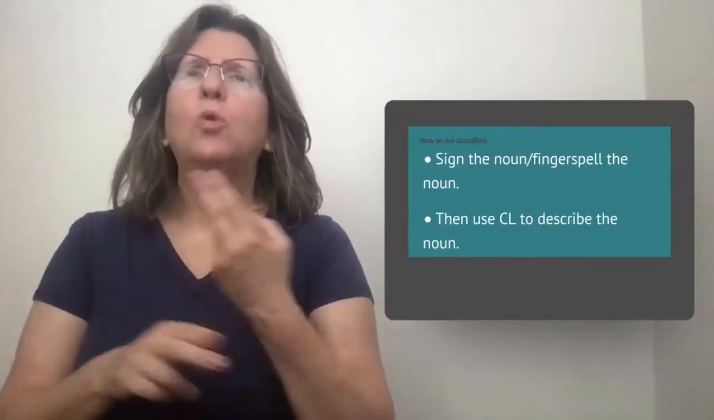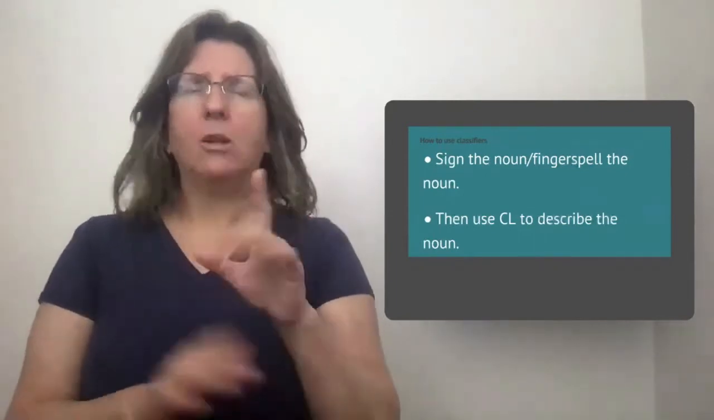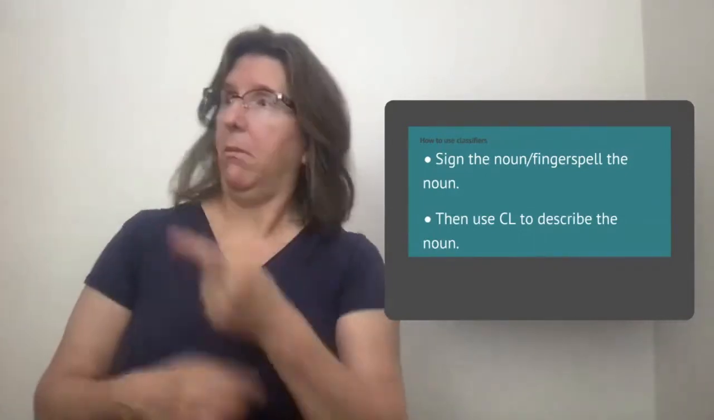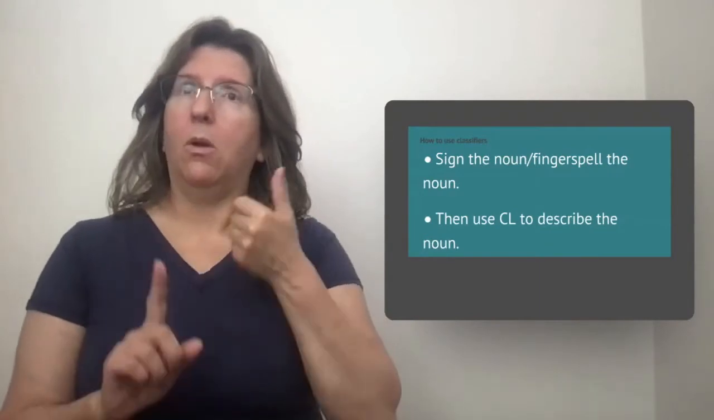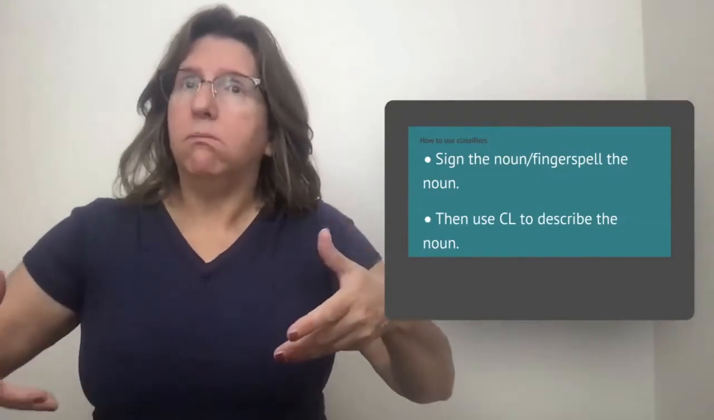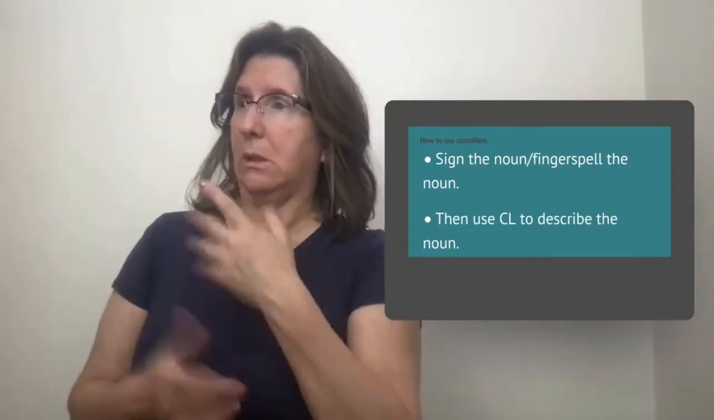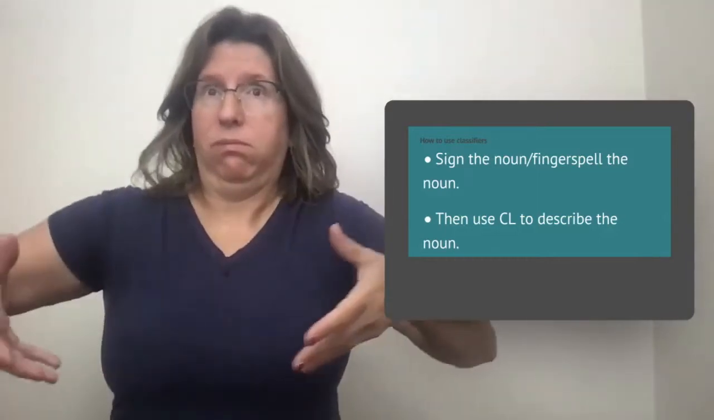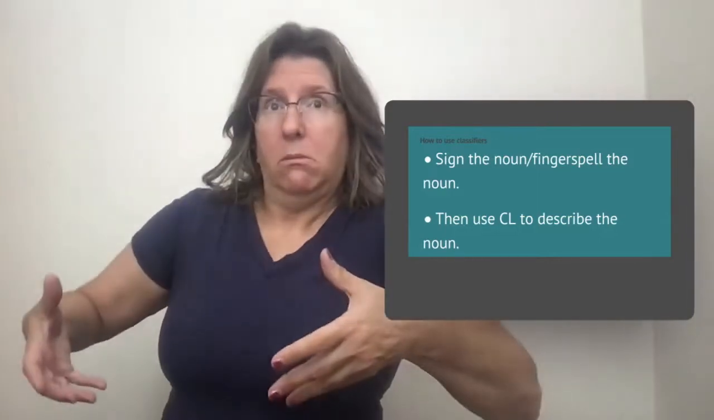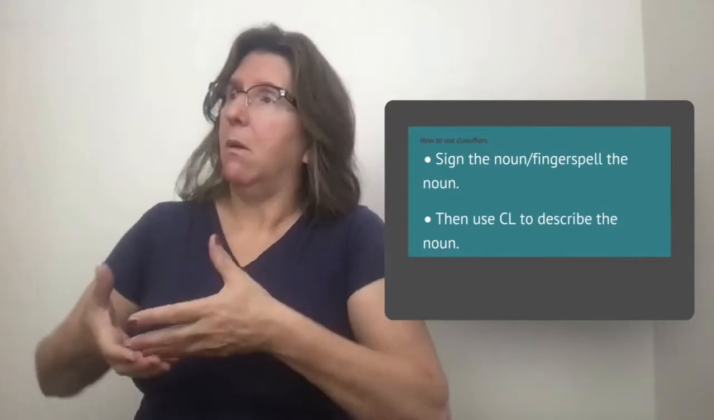How are classifiers incorporated into an ASL sentence? First, you identify the noun that is to be described, and in the sentence, I'll keep my woman here. I'll say she's heavy set. I'll use the classifier for heavy. She's a big woman.